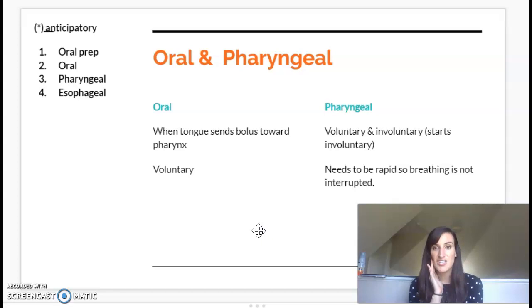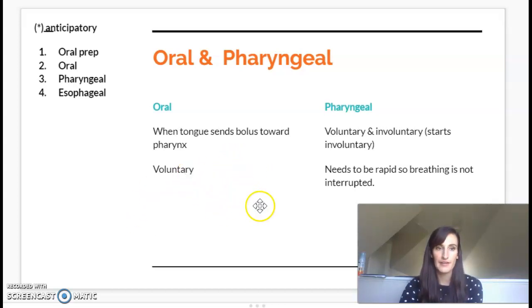Well, if he doesn't have the sensation on that side, he may not realize that there's food pocketing over there. He may not be able to feel it as well. Or even if he is able to feel it, he may not be able to lateralize his tongue to go over there, scoop it out, and get it back. Okay? So those are things to think about.